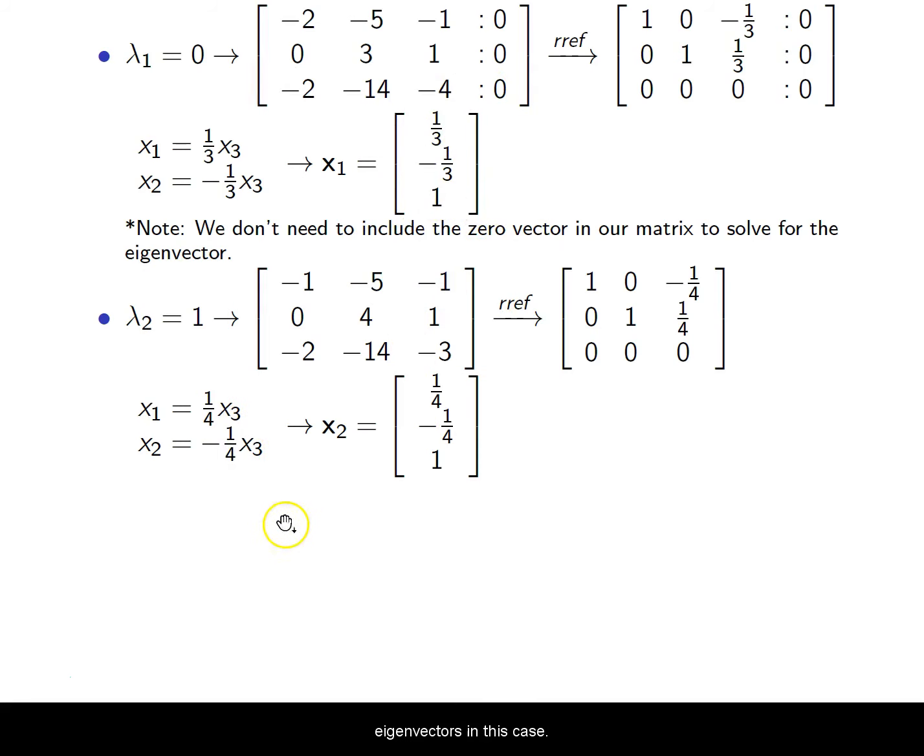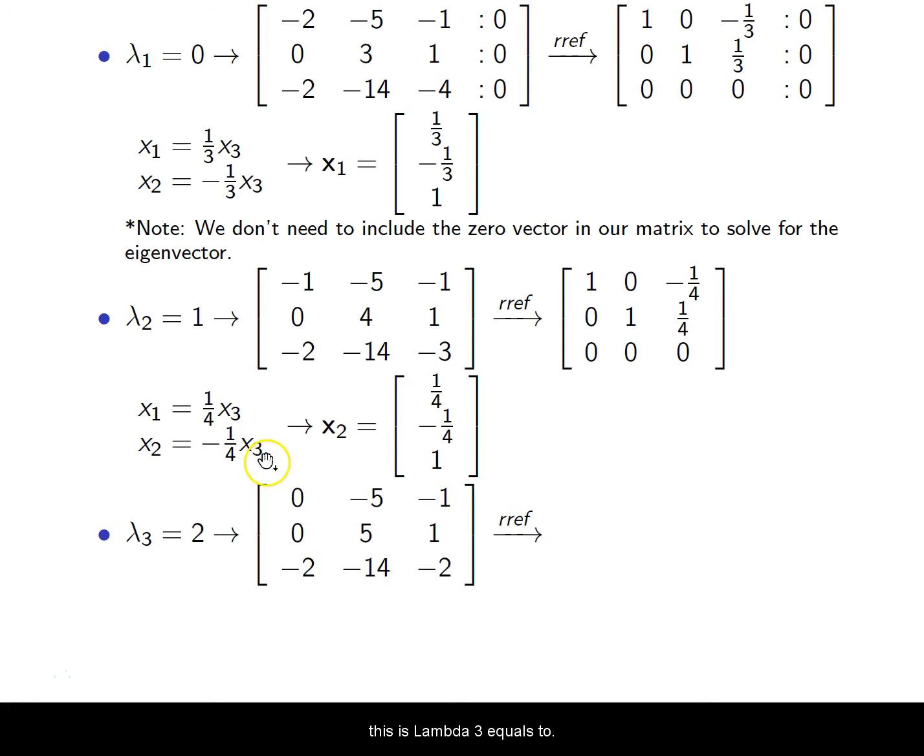All 3 eigenvectors in this case will be linearly independent from each other. You should not have a set of linearly dependent vectors. They should all be linearly independent from each other. So if I get one vector that's a constant multiple of another one, I have a problem, right? I messed up somewhere. So let's look at the third eigenvalue that we're going to use to find the third eigenvector. So this is lambda 3 equals 2.